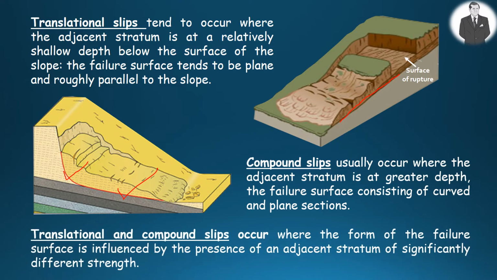Finally, translational and compound slips, as the name suggests, are a combination of translational and compound movements. They happen where the form of the failure surface is affected by the presence of a bordering stratum of significantly different strength.